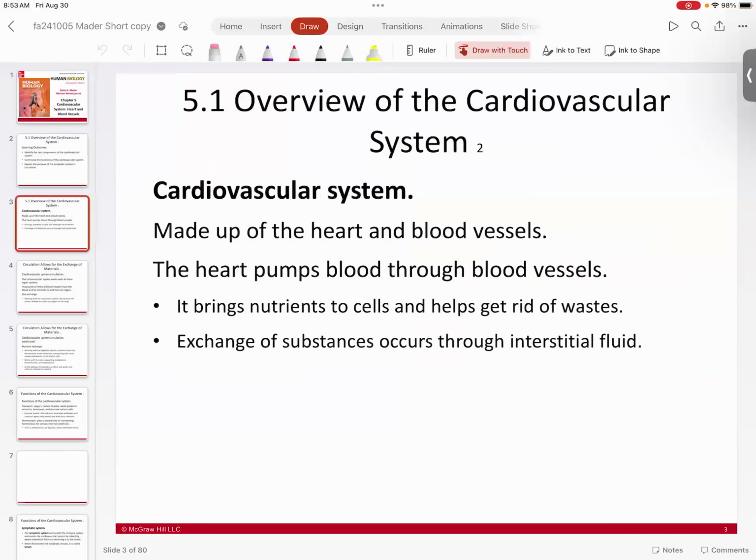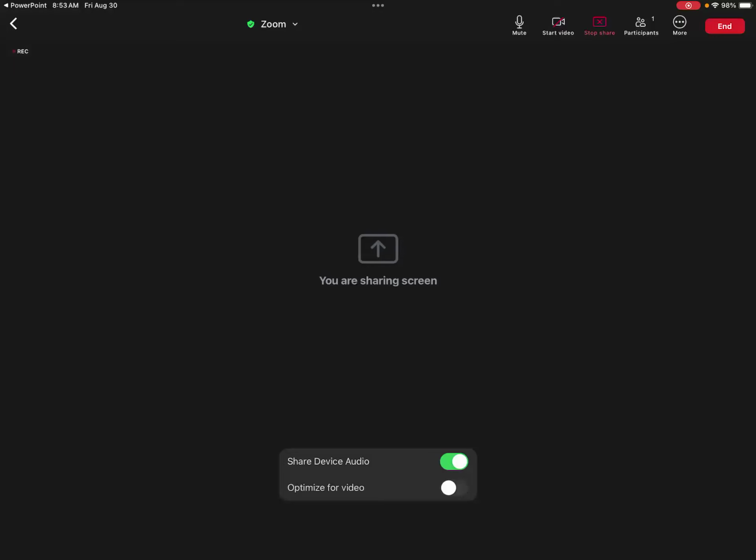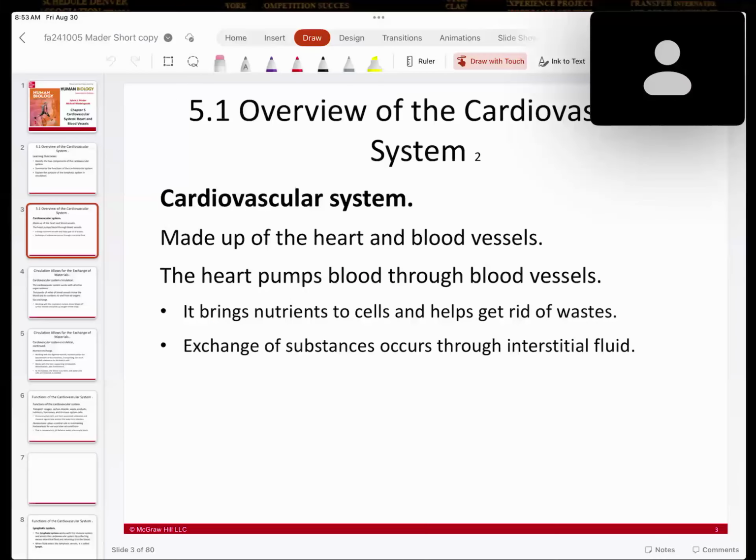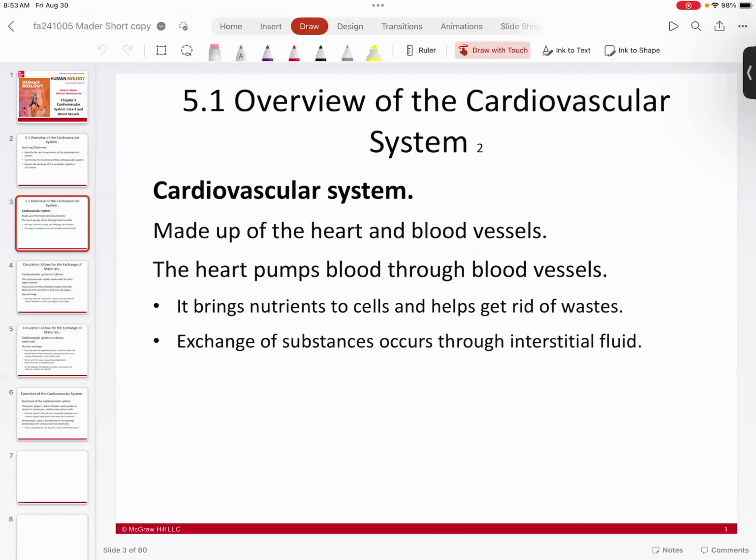So let's first just ease ourselves into the cardiovascular system. There's a lot going on. It's a very, very important system, and we want to make sure that we get good coverage of it. The cardiovascular system is predominantly made up of your heart and your blood vessels. The heart is essentially a pump that pumps the blood through your blood vessels, and its job is to bring nutrients to the cells, and oxygen and things of that nature. It also exchanges substances like waste, and takes waste away from the tissues itself.